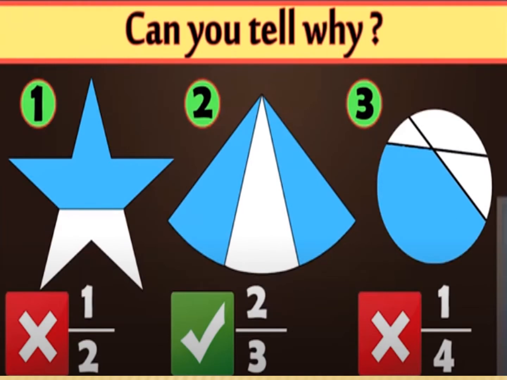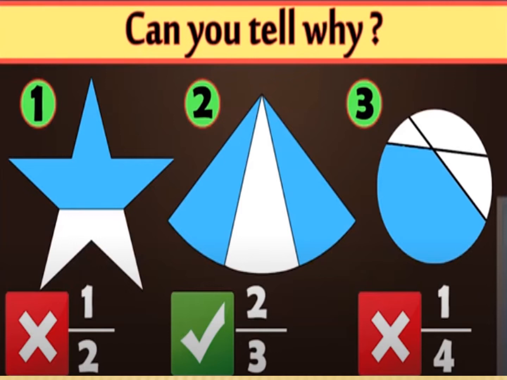Can you tell me why the fractions in number 1 and 3 are not correct? Look at the star in number 1 and you will find that it's divided into 2 parts, but they aren't equal. So, the fraction is not true. I told you that. Unequal parts are not represented by a fraction. So, we cannot write a fraction for that.